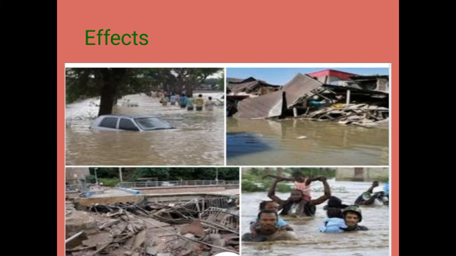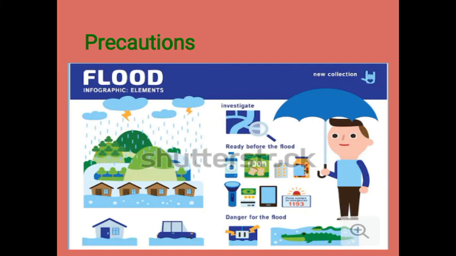Okay, now precautions. We can prepare for floods in the following ways. First, listen to the radio and watch television for warning and advice. Keep a radio, a torch, a few matchboxes, and candles handy. Store food and fresh water. Assemble a first aid kit and keep it ready for an emergency. Draw up a list of emergency numbers.